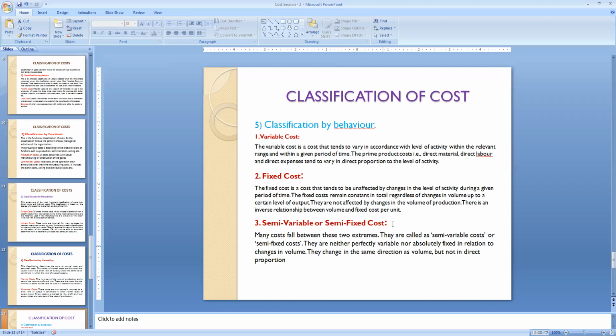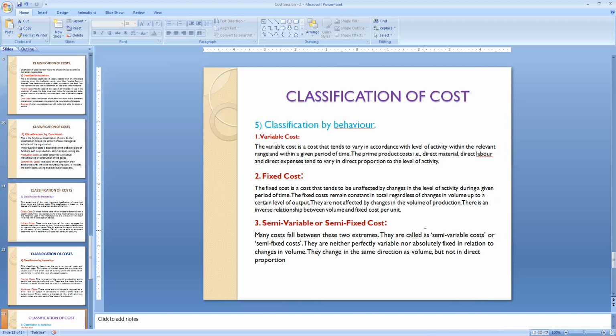Next is fixed cost. Whether the level of activity increases or decreases, the fixed cost remains constant. It is not affected by changes in the level of activity in a particular period of time. They are called fixed cost. And the next type of cost is semi-variable cost. Examples of fixed cost are rent and rates for a factory, or salary to the managers, administration managers, or sales managers, right?